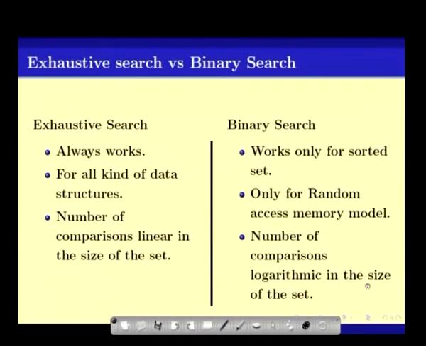So, in comparison, exhaustive search always works. It can work on any kind of data structure, but the number of comparisons required is linear in the size of the set. Binary search only works for sorted sets, only for random access memory, but when it does work, it works in logarithm of the size of the set. This is the advantage of binary search.